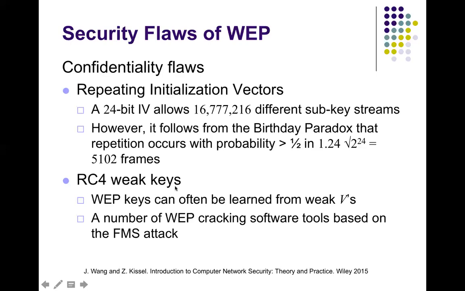And then there are other issues with ARC4. These are ARC4 weak keys. WEP keys can often be learned from weak initial vectors. There's quite a bit of study on this. There are a number of WEP cracking software tools available on the internet, which are based on the fragmentation attack, or FMS attack.